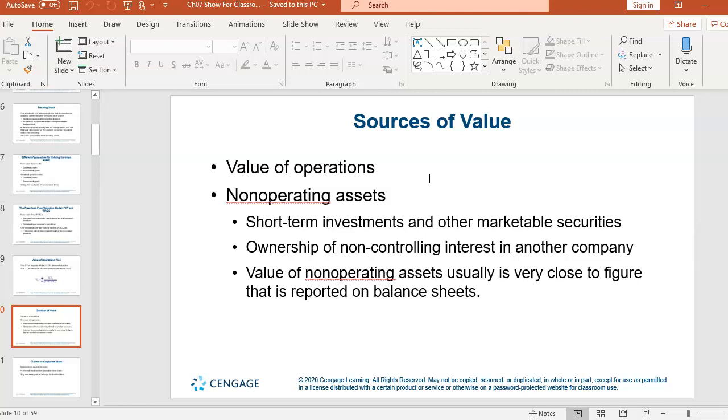So what we can usually do is look at the company's balance sheet and see the amount for short-term investments, marketable securities, and ownership of non-controlling interests, and say those will be really close to market value. And so we're just going to be okay using those from a company's balance sheet. So the main challenge is how to value operations.